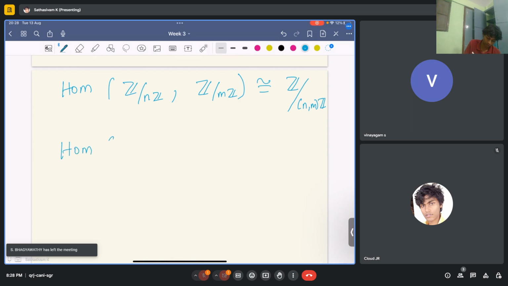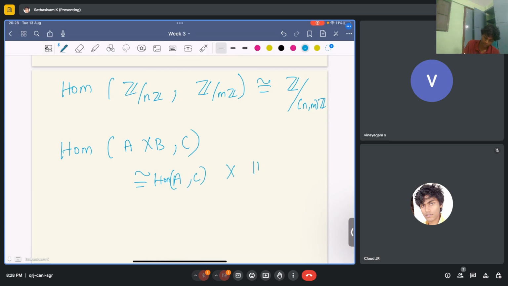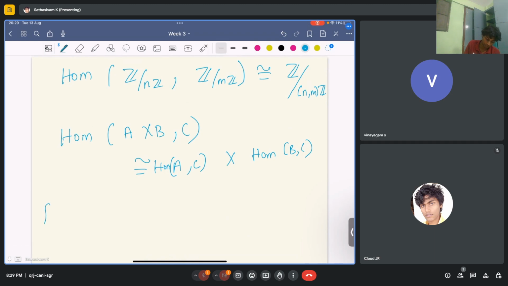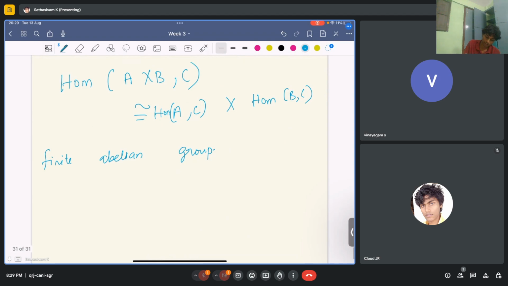After you have this, if you look at homomorphisms of A cross B comma C, we can say this is isomorphic to homomorphisms of A comma C cross homomorphisms of B comma C. You can do a similar thing for the other coordinate also. But if you have a finite abelian group, one can prove that this abelian group is actually isomorphic to a direct product of cyclic groups.